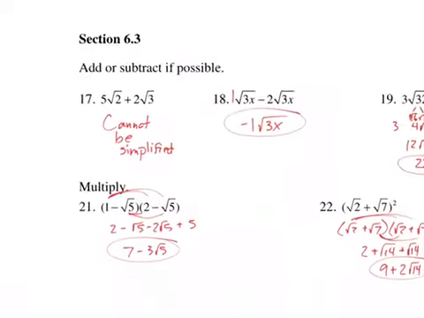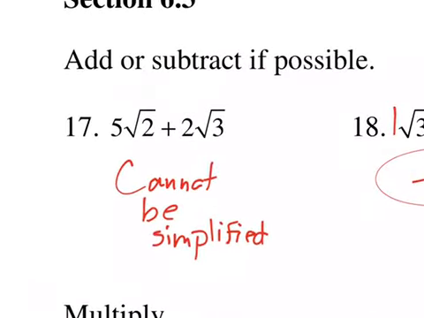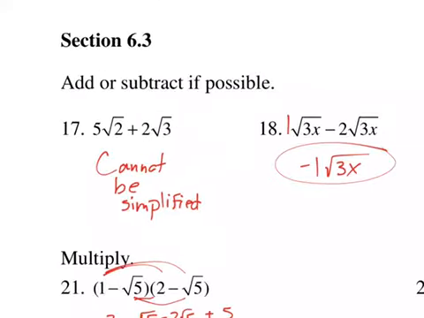Adding or subtracting if possible. In order to add, you have to have the same index, which we do, and the same radicand, which we don't. So this one cannot be simplified.